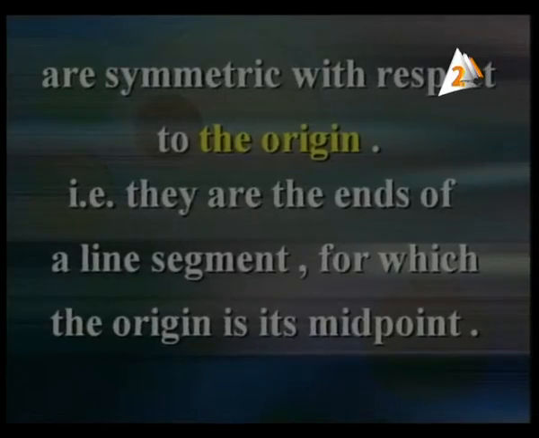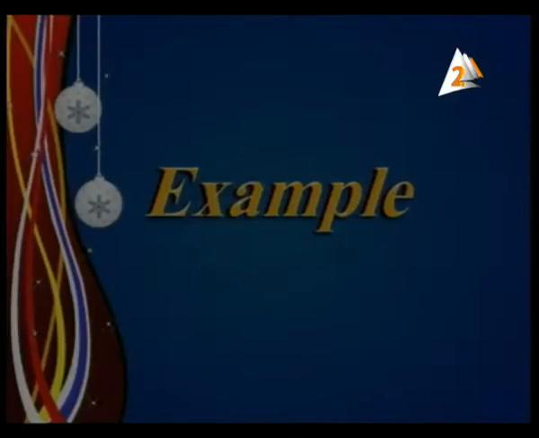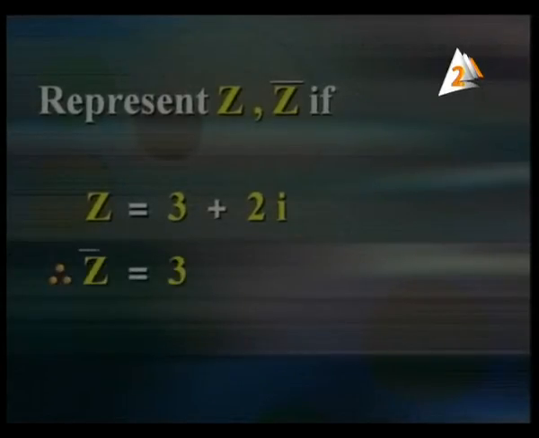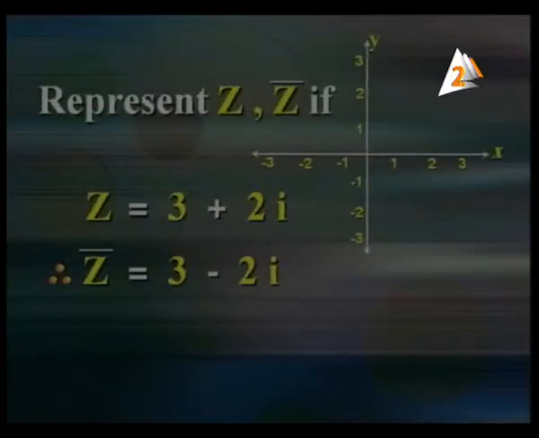Additive inverse and its number. Look at another example. Represent z and z bar if z equals 3 plus 2i, z bar equals 3 minus 2i. What do you mean by z bar, the conjugate of z? Z equals 3 plus 2i, but z bar equals 3 minus 2i. Look at two orthogonal axes, perpendicular x-axis and y-axis. Let us represent z: 3 in real, 2 imaginary, but z bar: 3 minus 2i.